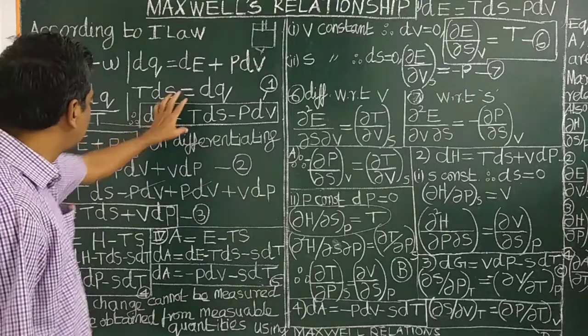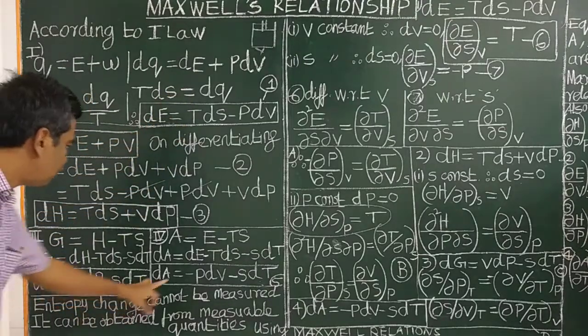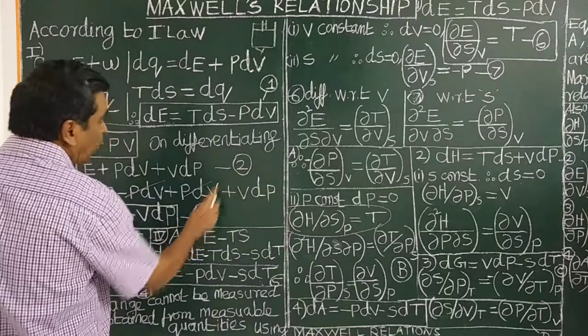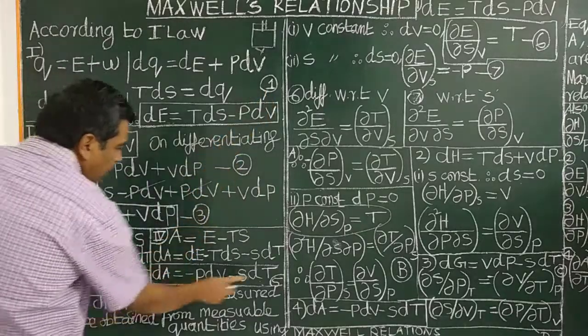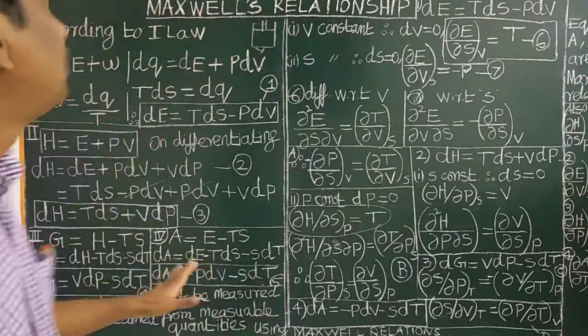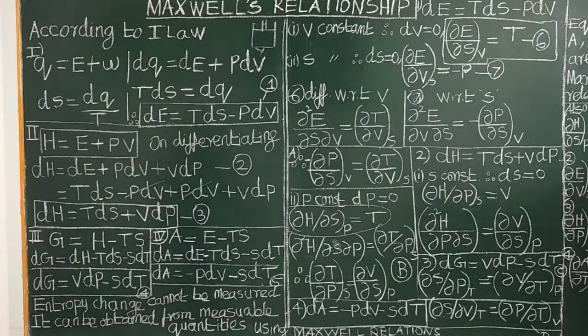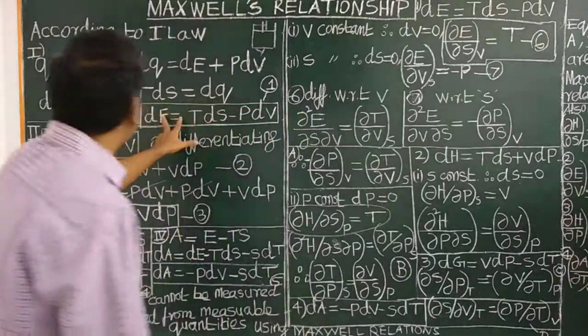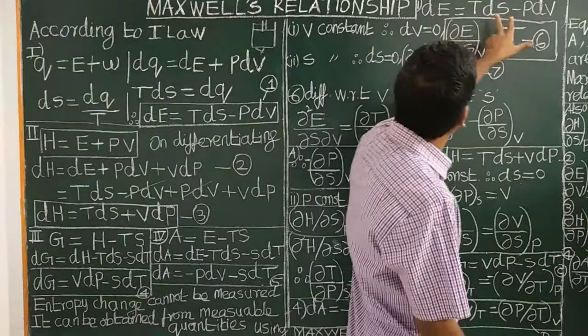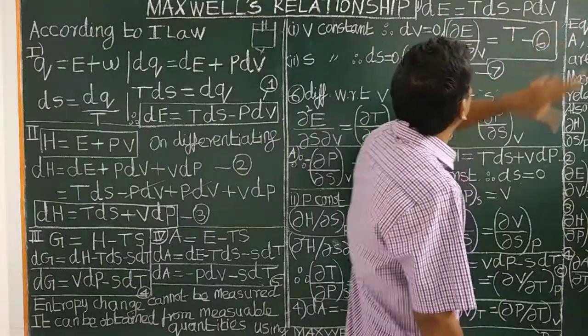Now you have obtained 1, 2, 3, 4 and 5. Remember, these equations are very important for obtaining the Maxwell relationships. Okay, let us write first. As I said, these equations are important. First, we write this equation: dE equal to TdS minus PdV.